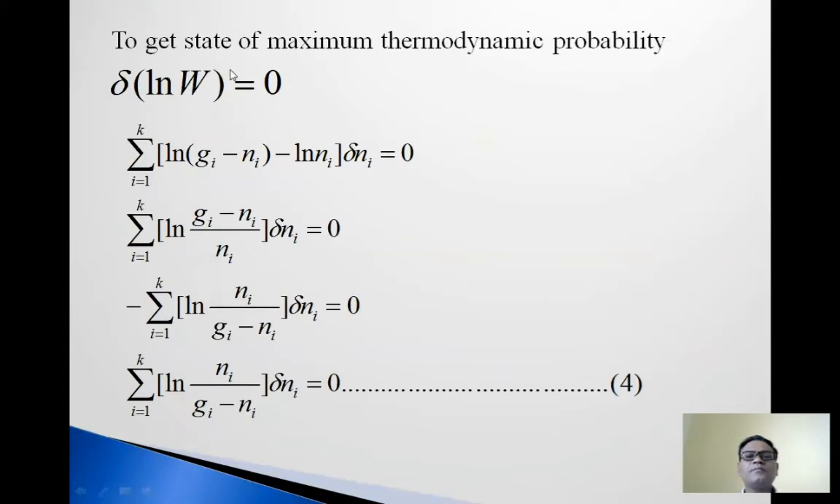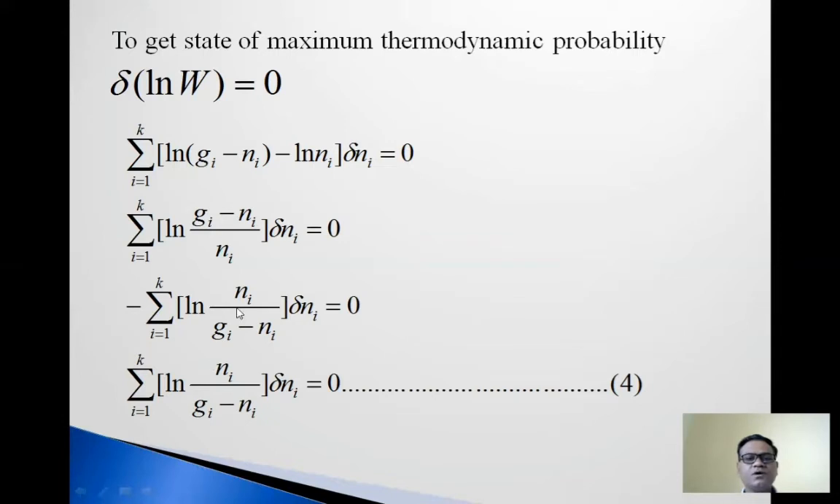So to get maximum w, we have to equate this delta log w to zero. So doing this, summation i is equal to k log of gi minus ni minus log of ni delta ni is equal to zero. We have equated this differential to zero. So summation i is equal to k, write this in the form of log of a minus b as log a upon b, like this, log of gi minus ni upon ni delta ni is zero. So minus summation i is equal to k log of ni upon gi minus ni delta ni is equal to zero.